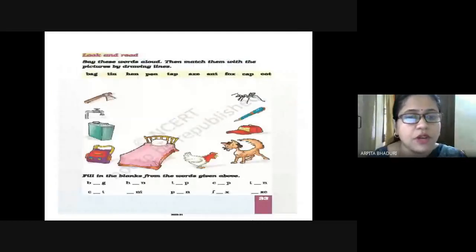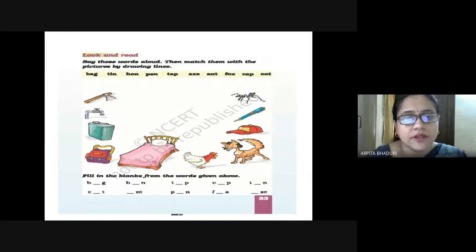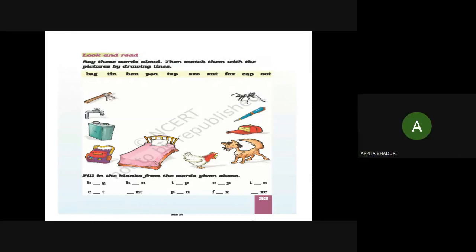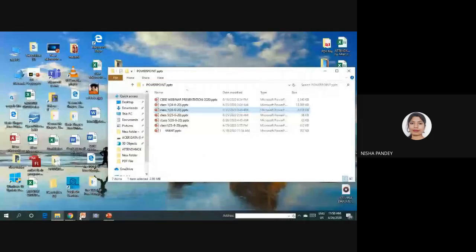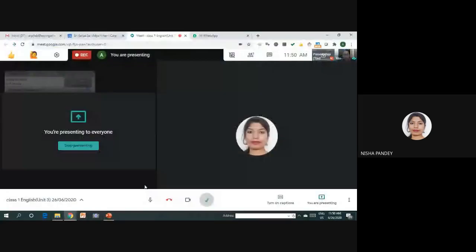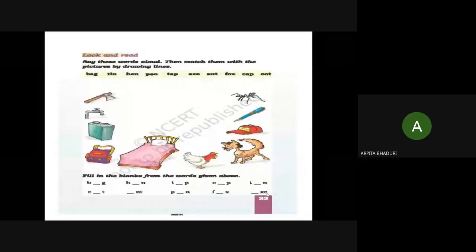Now what we have done before was the question answers, and now we will be doing all these exercises. Let us see what is there. Now what does it say? Now let us read the words. Say these words aloud, then match them with the pictures by drawing lines. Yes ma'am. Yes, you can read after me.